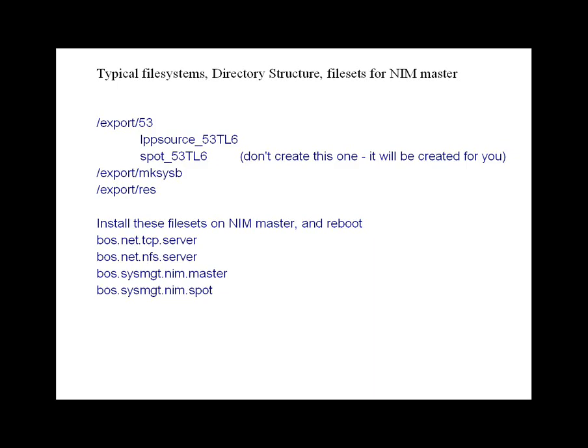And the LPP source is where I will put the copies of file sets right off installation media. They'll be written into a directory tree down below the LPP source. And I won't create the directory spot_53TL6. It will be created when I create the SPOT. And I create the SPOT from the LPP source, basically.